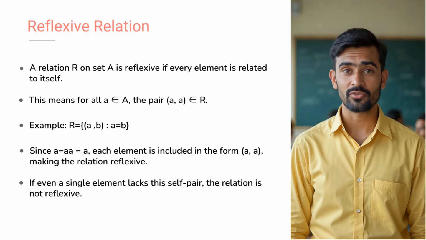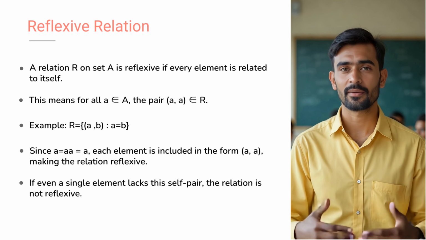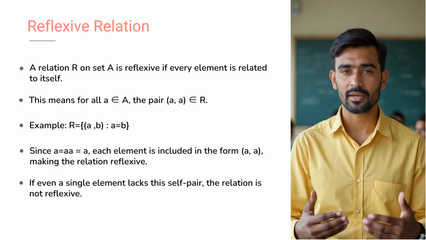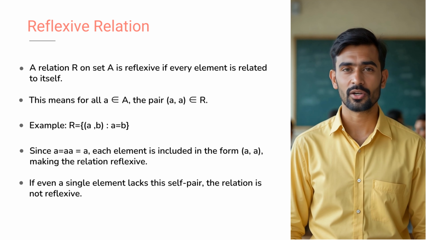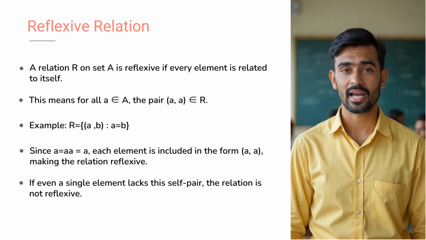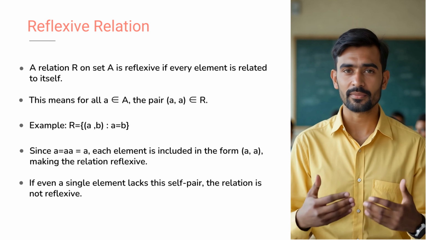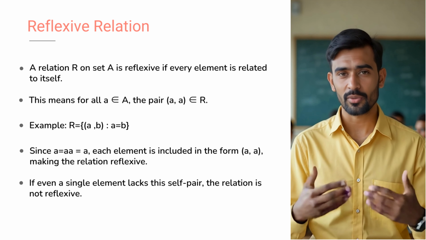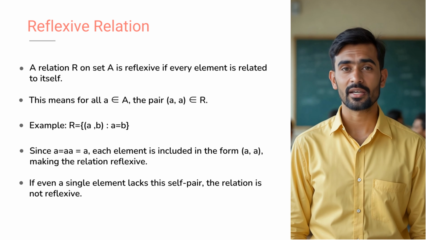In simple terms, for a relation to be reflexive, every element in the set must be related to itself. That means, for every a in set A, the pair (a, a) must be part of the relation R. Let's look at an example to make this clearer. Suppose we define a relation R equals {(a, b) : a is equal to b}. Now think about it, a is always equal to a, right? So naturally, for every element in the set, the pair (a, a) will be included in R. And that's exactly what makes this relation reflexive.